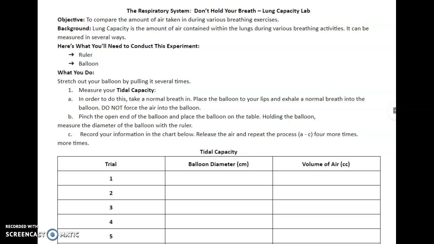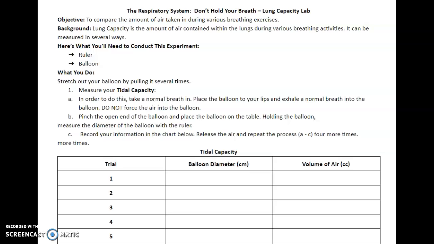For this energy unit, I'm including a lab that you might want to do if you have the materials sitting around your house. A lot of people really like this little lab. It's dealing with your respiratory system and your lung capacity. So what you're going to do is you're going to need a balloon and a ruler.